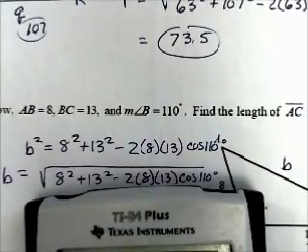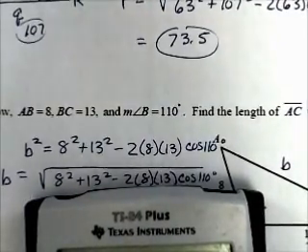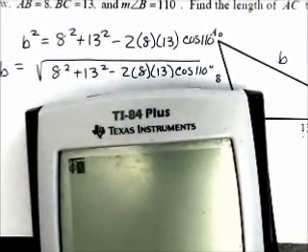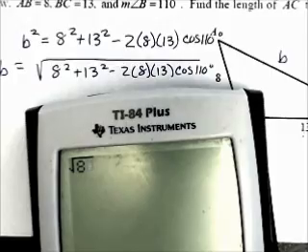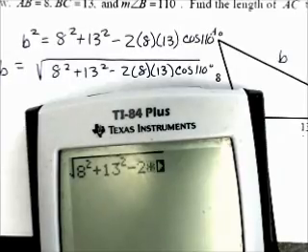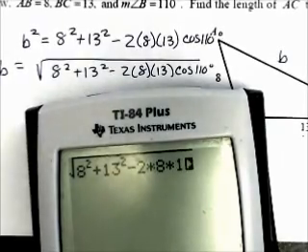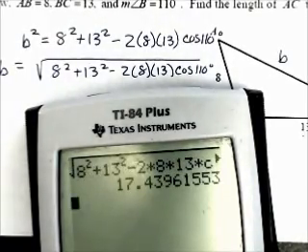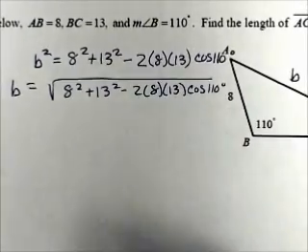Go to the calculator and key in square root of 8 squared plus 13 squared minus 2 times 8 times 13 times the cosine of 110. To the nearest tenth, 17.4.